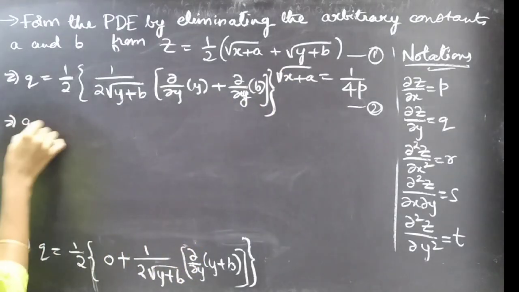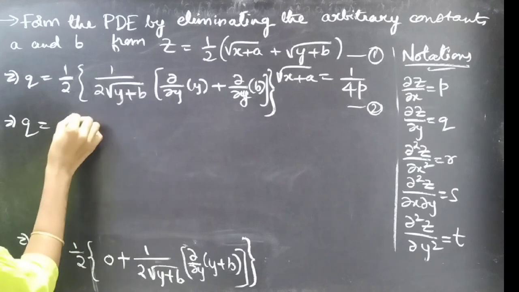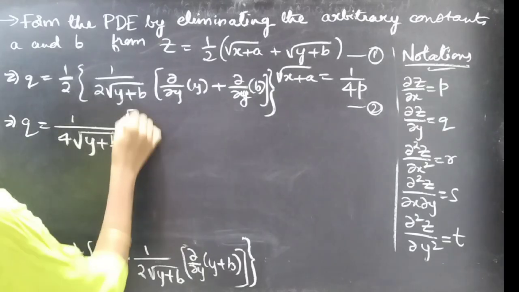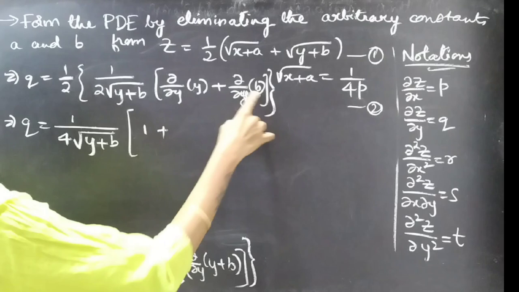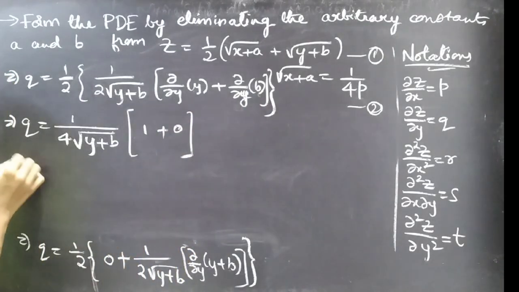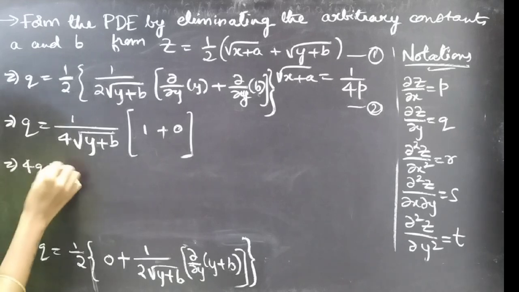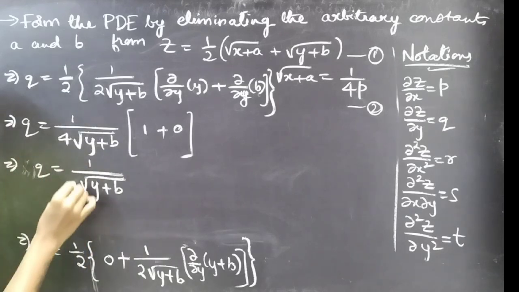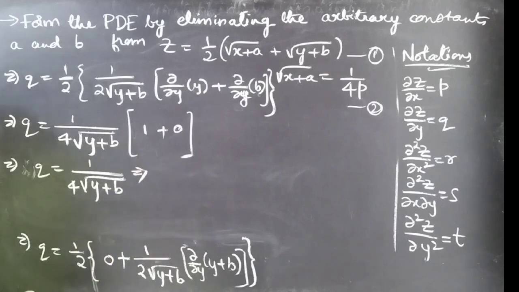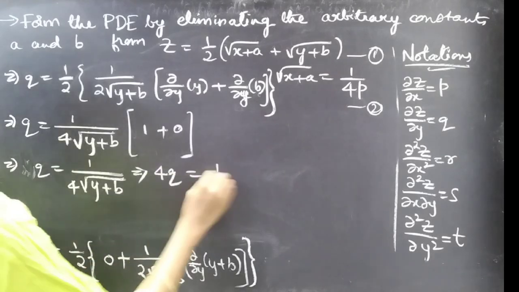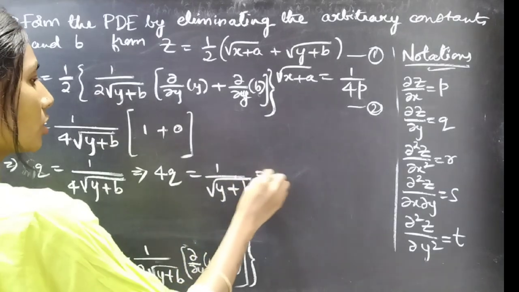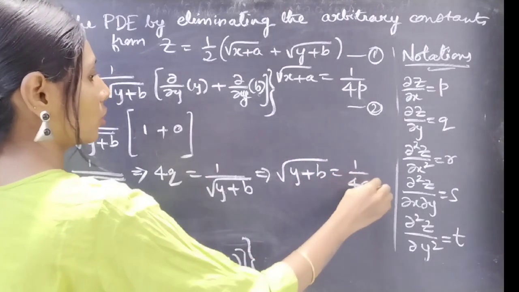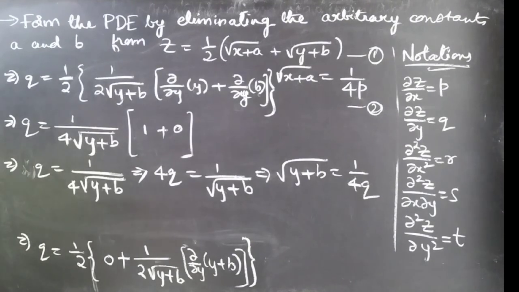It gives us q equal to 1 by 2 into 1 by 2 root y plus b, which gives 1 by 4 into square root of y plus b, into the partial derivative of y with respect to y, which is 1, plus the partial derivative of a constant with respect to y, which is 0. Which gives us, taking this to the LHS, 4q equal to 1 by square root of y plus b. From this we get 4q equal to 1 by square root of y plus b, which gives us square root of y plus b equal to 1 by 4q. Consider this as equation 3.